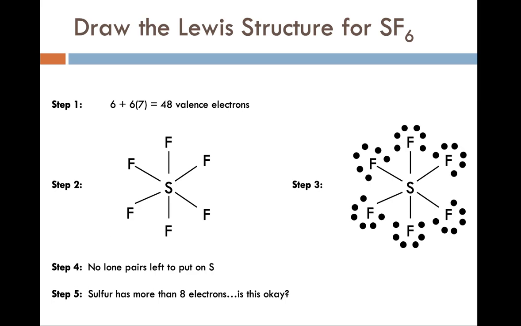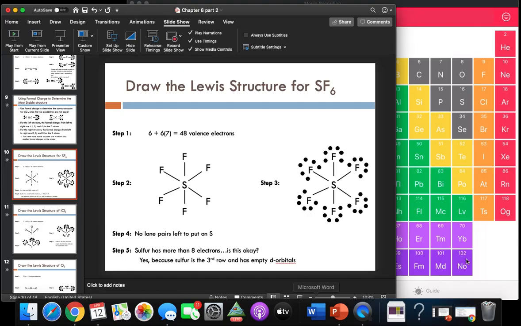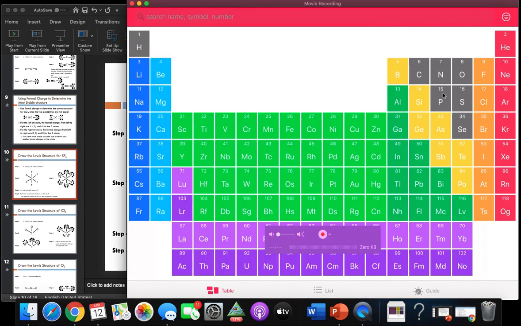It turns out the only thing we really care about is, can that element go beyond the full octet to take on what we call expanded octets? And the only real requirement for that is to be in the 3rd row of the periodic table or lower. If we look at the periodic table real quick for sulfur, this is the 3rd row.